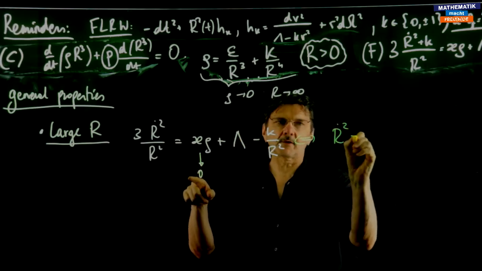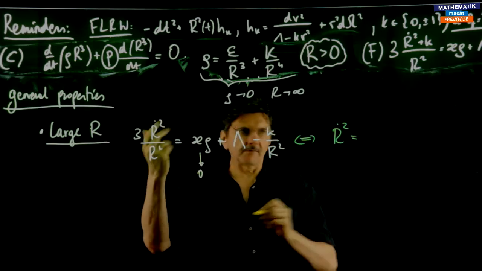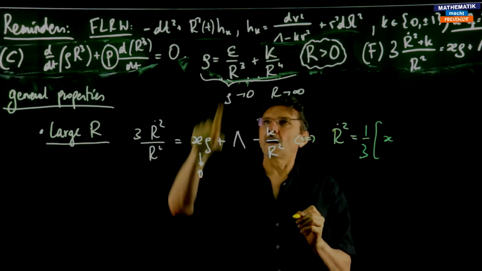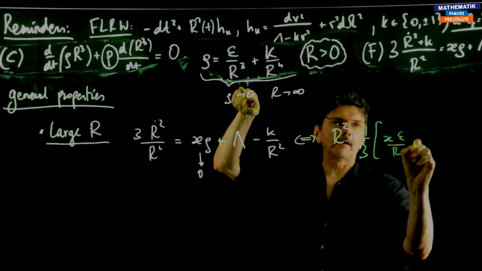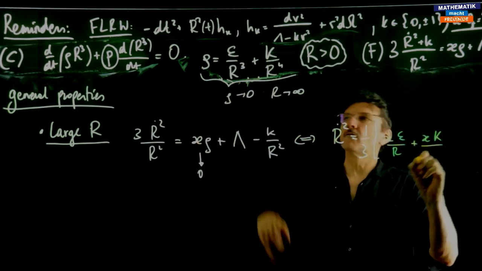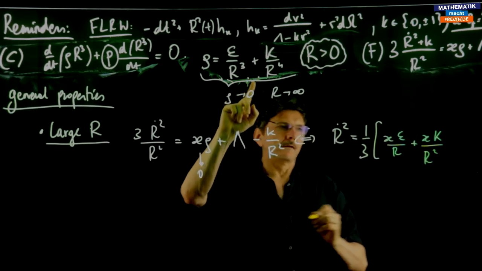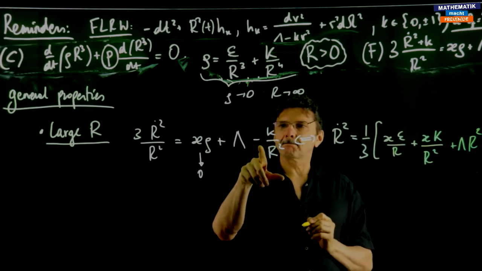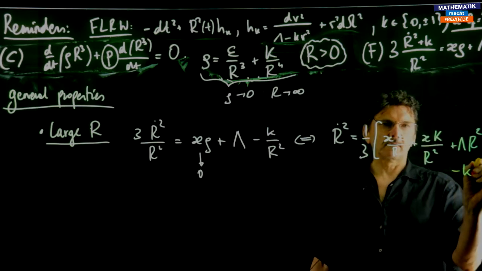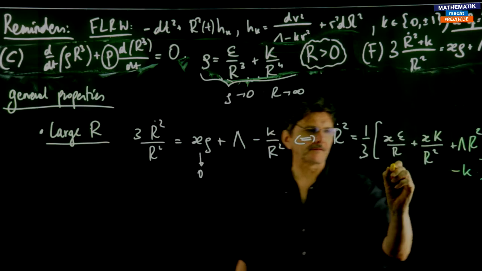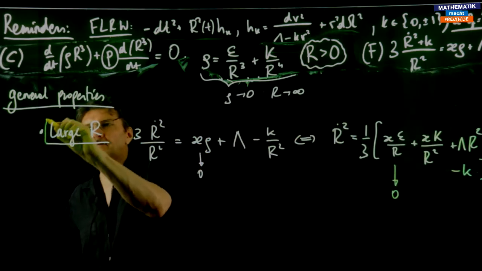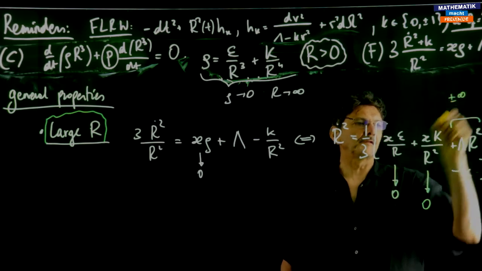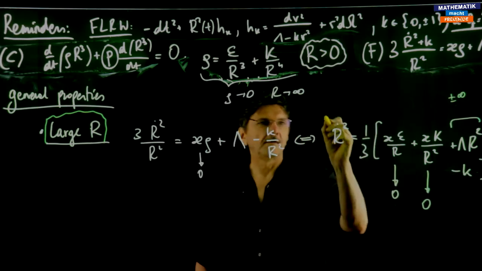So let me do it more carefully. R-dot squared is equal, if I divide by three, so I get 1/3, and I multiply by r squared, I get kappa rho r squared, which is epsilon over rho, plus kappa k over r squared, plus lambda. Lambda picks up r squared. And this becomes minus k. So this goes to zero, right? So this is the large R case. This goes to zero. This is going to go to plus minus infinity. Well, this is a constant, but this is positive.